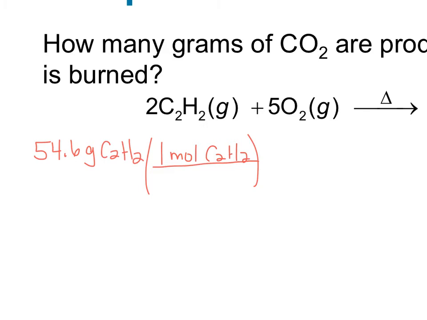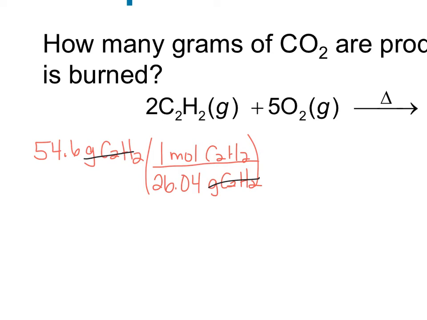And then on the bottom, I'm going to put the 26.04 grams. All right, so that's going to be my first step. So then the grams of C2H2 would cancel, and I would take 54.6 divided by 26.04, and that gives me moles of C2H2.